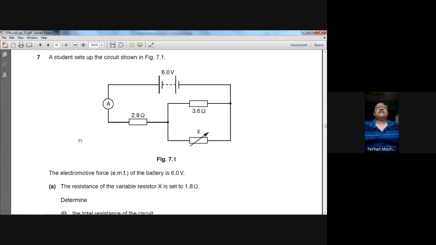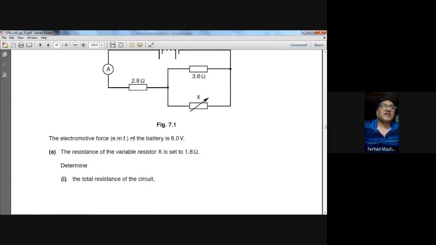On your screen, you can see a student sets up the circuit shown in figure 7.1. You can see we have a 6 volt battery, and then we have connected an ammeter. Here we have a resistance of 2.8 ohm. Then we have 2 resistors parallel to each other. One is 3.6 ohm. Here I have a variable resistor. Variable resistance is also called a rheostat. Its resistance we can change, and then the circuit comes back to the battery.